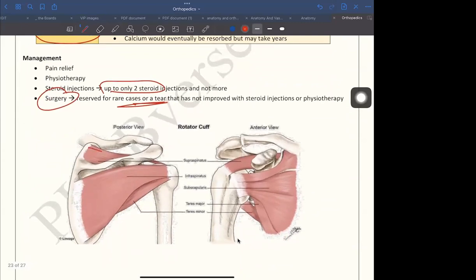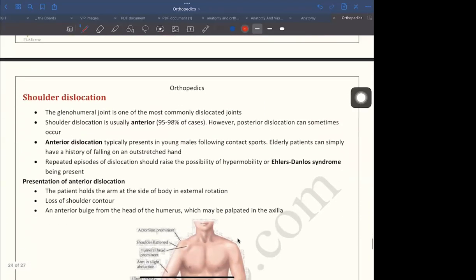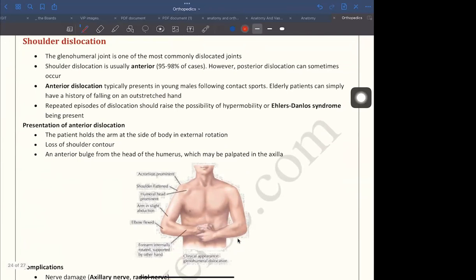So as you look here, this is the supraspinatus, and this is the infraspinatus, and this is the teres minor, and then on the other side, this is the subscapularis muscle, and these are called the rotator cuff muscles. Shoulder dislocation. So basically in the shoulder, you have here the glenoid of the scapula, and here you have the head of the humerus, right?